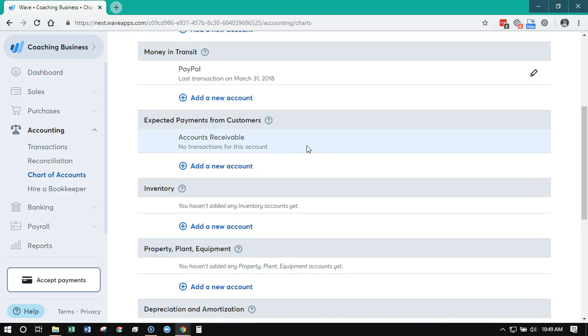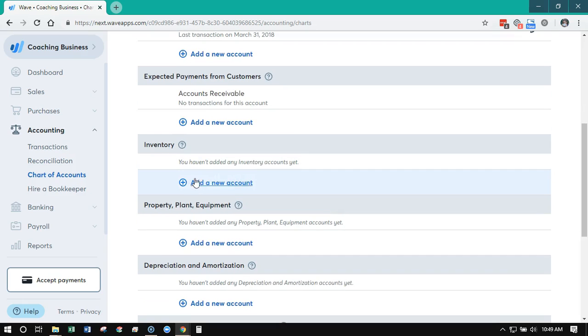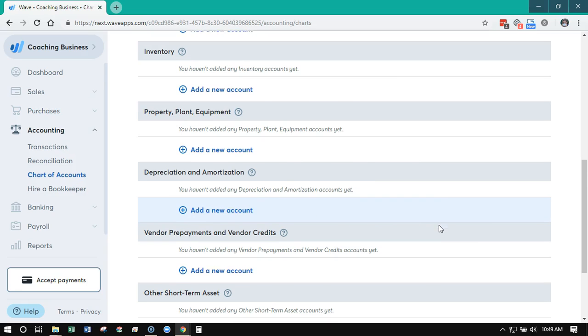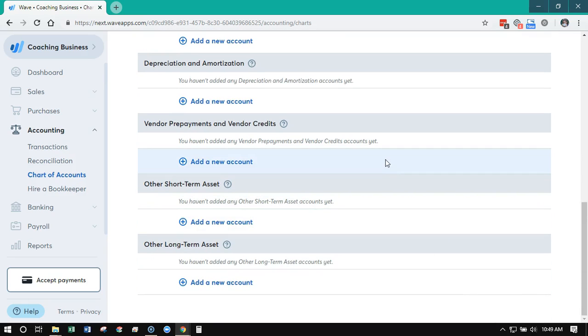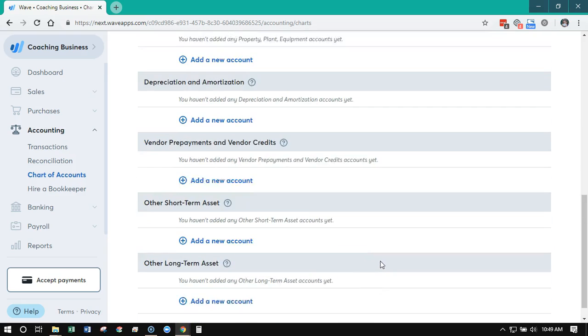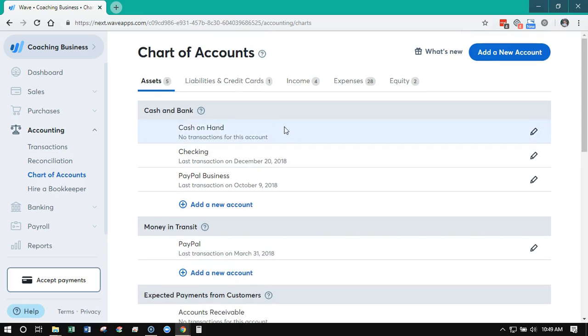Accounts receivable is if you use the invoicing feature in Wave, it will track the balance of what people owe you but have not yet paid you. And then down here now we have places to track things like inventory, the value of your inventory, the value of your property and equipment, if you have tracked depreciation in your business, and other things that really, if you don't have a good understanding of accounting, don't mess with these unless you have someone to show you. But I just want to break that down.